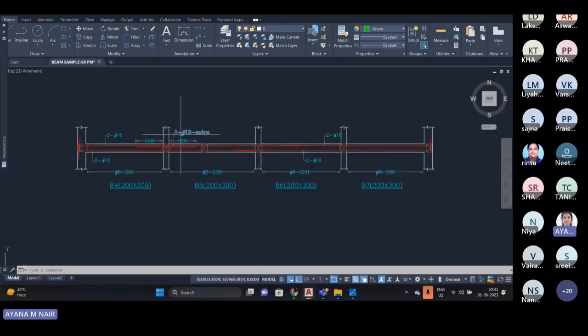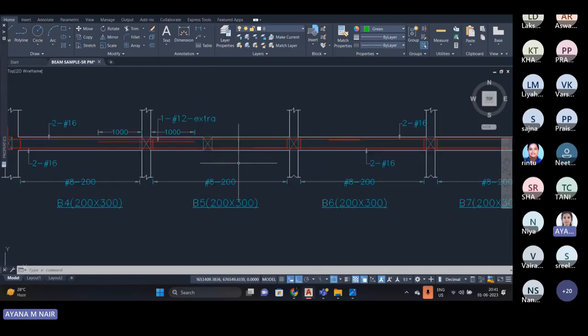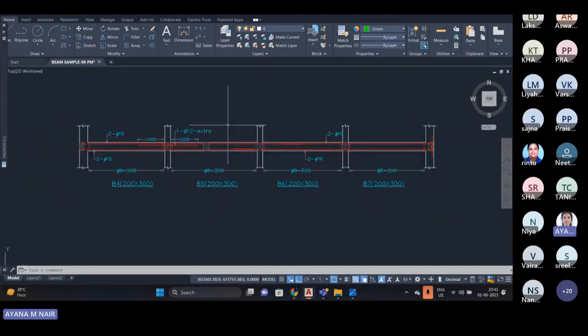Sometimes more reinforcement is provided for some structural conditions, so this reinforcement is provided to resist more tension. So where there is more tension, more reinforcement is required. In that case, you have to provide the lapping accordingly. Okay.